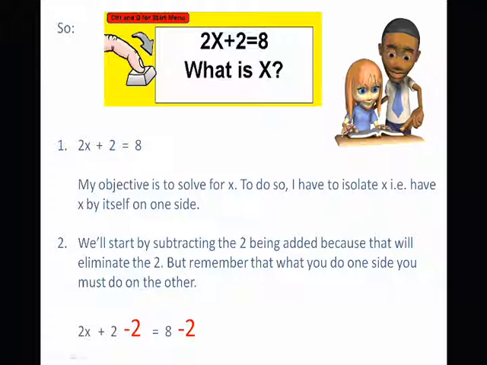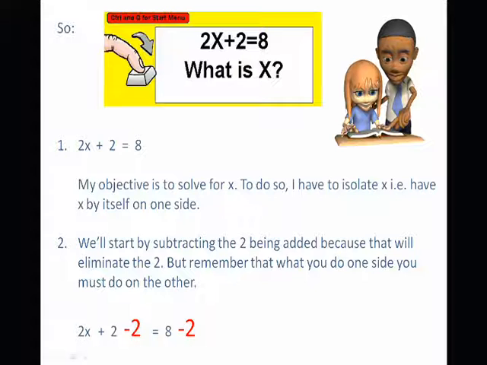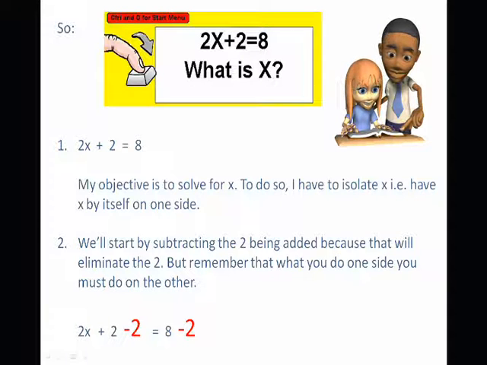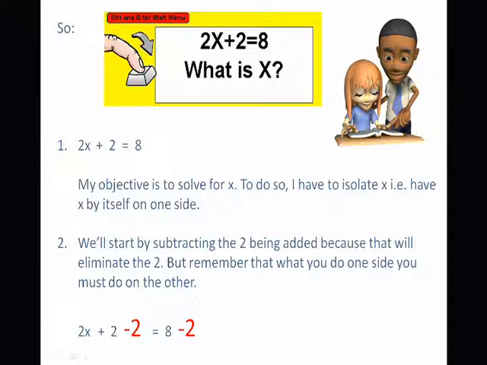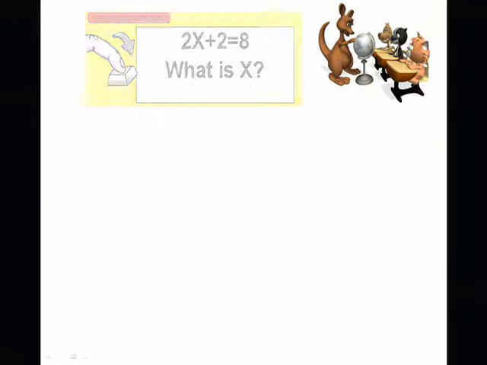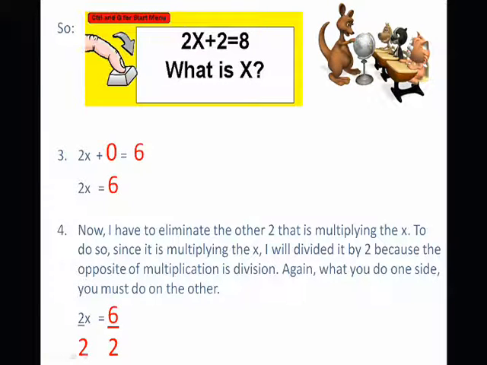Well, my objective is to solve for x. To do so, I have to isolate the x, which means have the x by itself on one side of the equality. Well, we'll start by subtracting the 2 being added because that will eliminate that 2. But remember again, what you do on one side, you must do on the other. So 2x plus 2 minus 2 on one side is equal to 8 minus 2 on the other. This leaves us with 0 on one side and 6 on the other. So 2x is equal to 6.